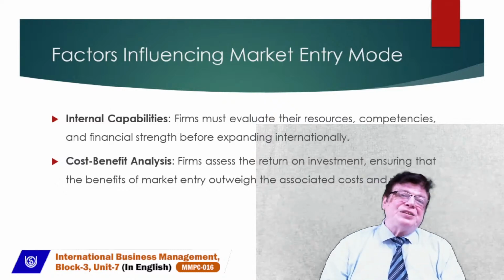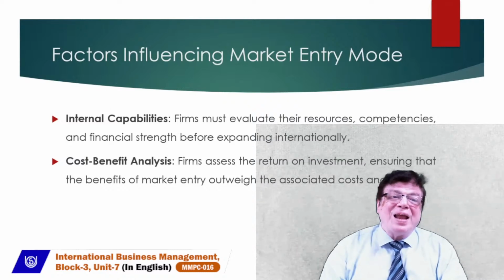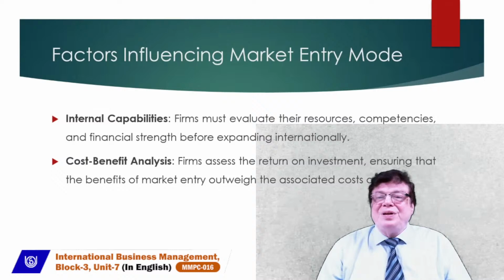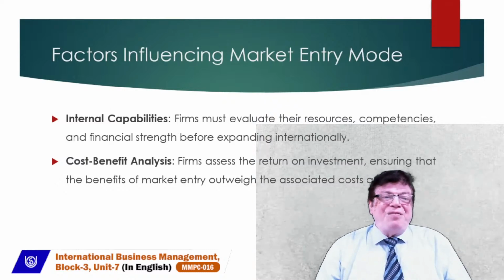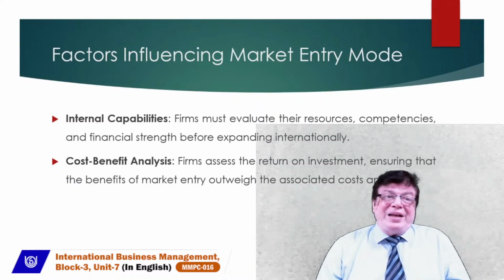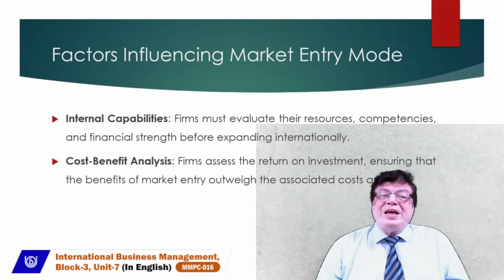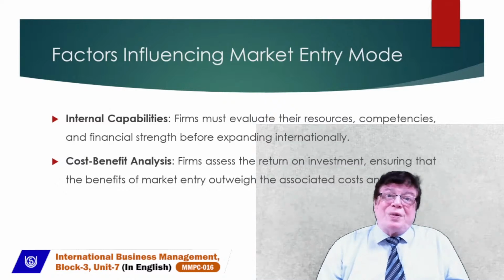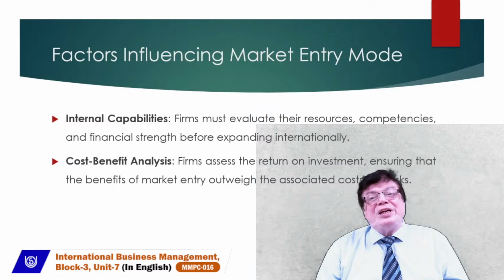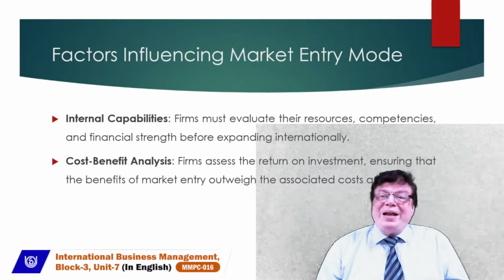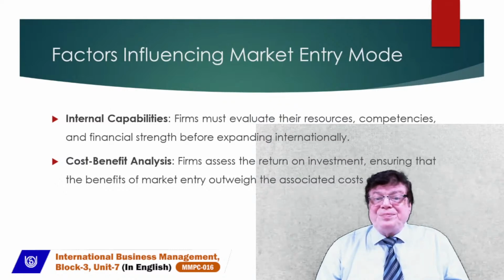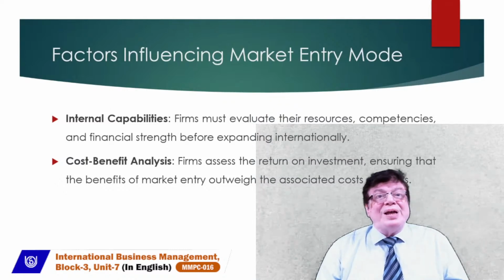So the next factors influencing market entry mode are internal capabilities. Firms must evaluate their resources, competencies, and financial strength before expanding internationally. The next factor is cost benefit analysis. They must do cost benefit analysis. Firms assess the return on investment. They see how much is the return on investment, ensuring that the benefits of market entry outweigh the associated costs and risks.